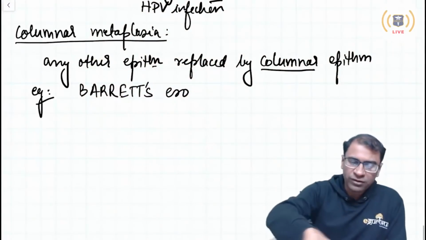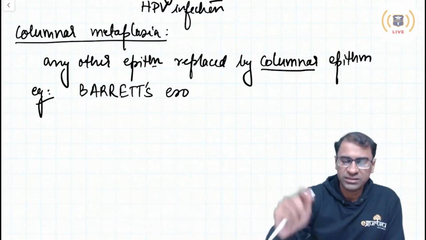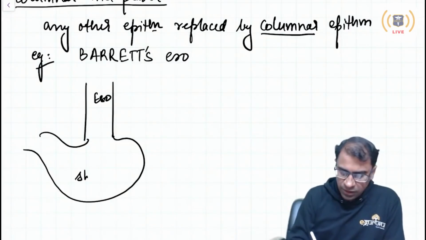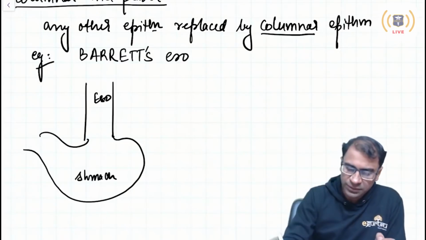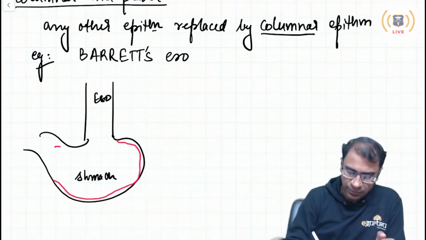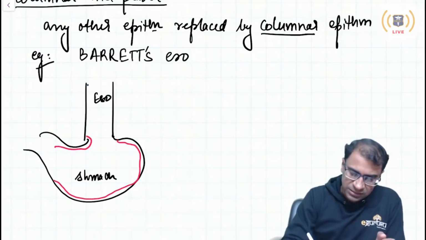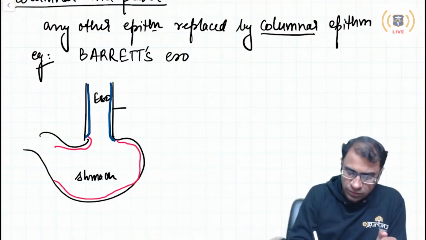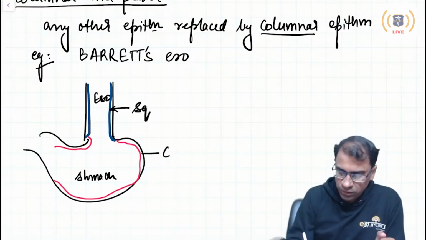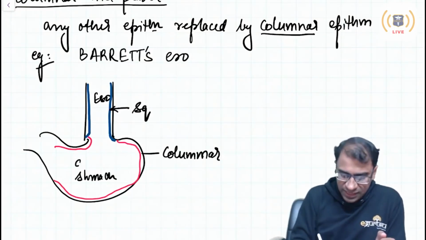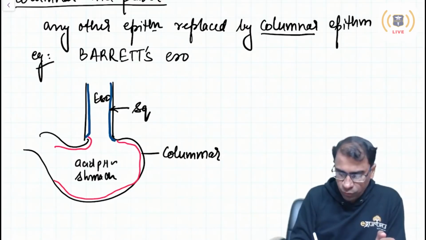There you go. So what we have understood till now is that this is the esophagus, right? And this is the stomach. The stomach, as you all know, has which epithelium? The stomach has columnar epithelium here. And this area, esophagus, has squamous epithelium here. So this is squamous. This is columnar. And this has an acidic pH of close to 1.